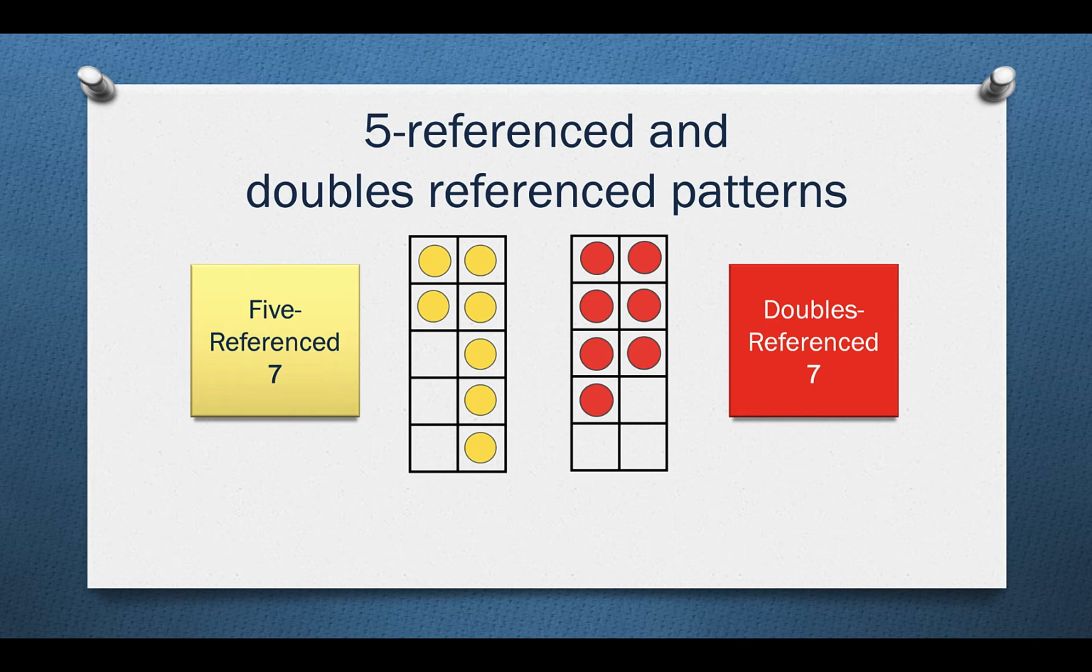Likewise, when showing 7 as doubles referenced, be consistent. For example, if you show 4 chips in the first column and 3 in the second, do so consistently.